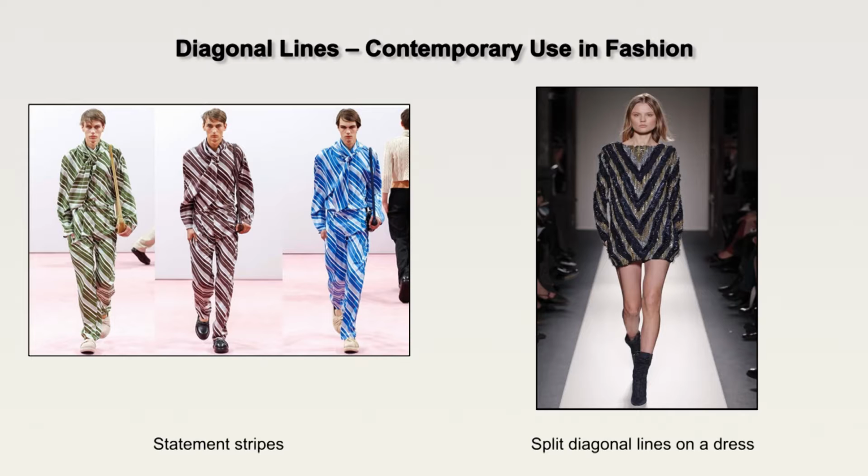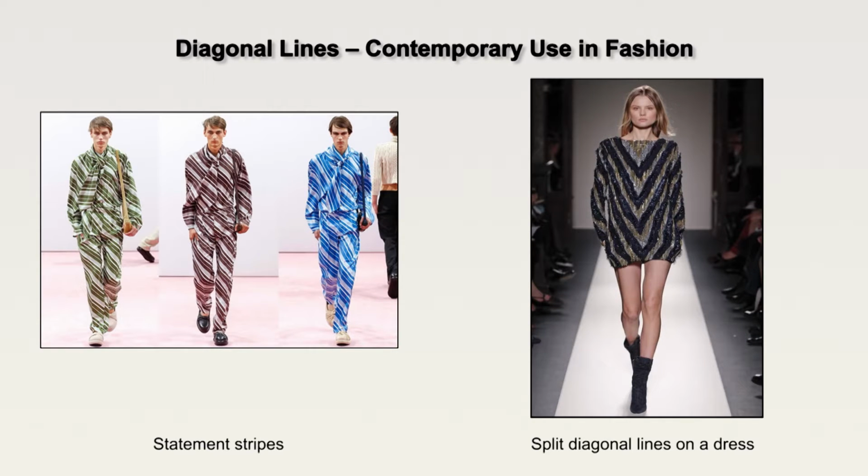In the image here, we can see diagonal stripes on the J.W. Anderson Spring Summer menswear runway. On the right, we can see split diagonal lines on a dress. When two diagonal lines of different directions meet, forming a V shape, it is called a chevron.